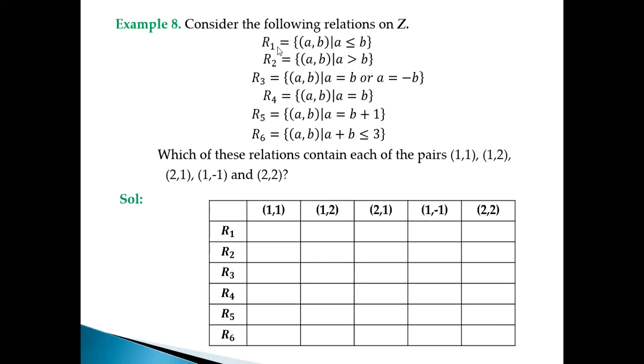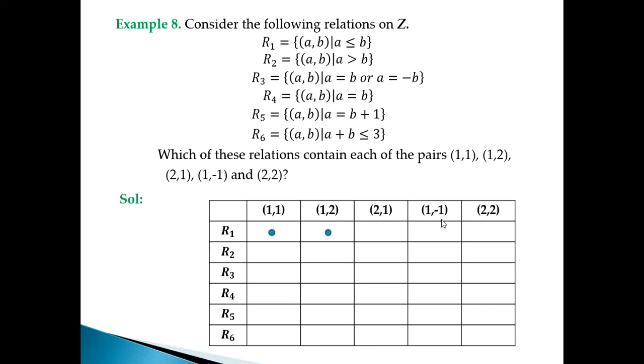So now check the first relation, R1. The R1 property is that the first element A of the ordered pair is less than or equal to the second element B. So check 1 1: A is 1, B is 1. 1 is less than or equal to 1. Yes, we can say this because the equality condition is there. So this ordered pair must be in R1. Next check 1 2. 1 is less than or equal to 2. Yes. Then 2 1: 2 is less than or equal to 1? No, so this ordered pair will not be in R1.